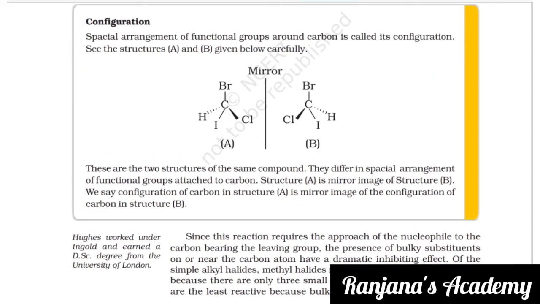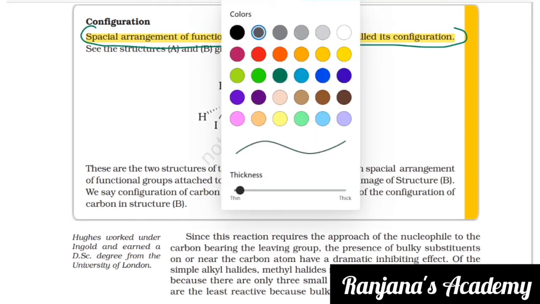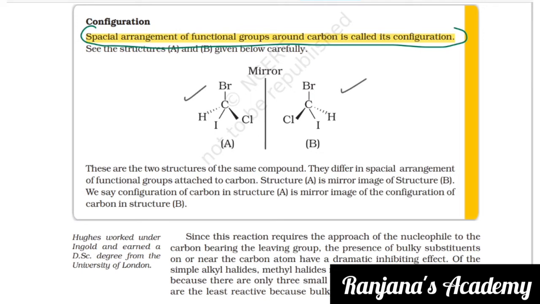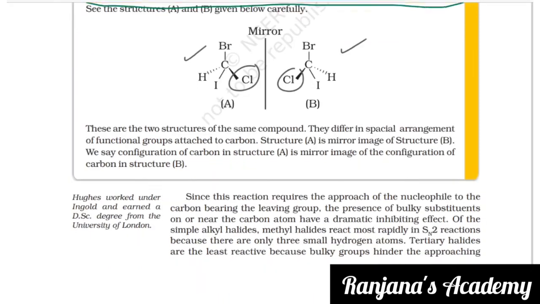So this is the configuration. The spatial arrangement of functional groups around carbon is called its configuration. See the structures A and B given here. Can you see? When you keep a mirror, you can see the inversion. Chlorine comes to this side; it gets toppled, from left to right it gets inverted. These are two structures of the same compound. They differ in the spatial arrangement of functional groups attached to carbon. Structure A is the mirror image of structure B. We say the configuration of carbon in structure A is the mirror image of the configuration of the carbon in structure B.